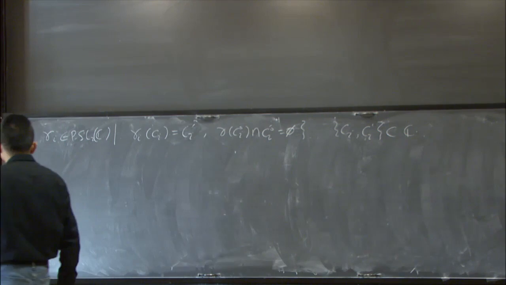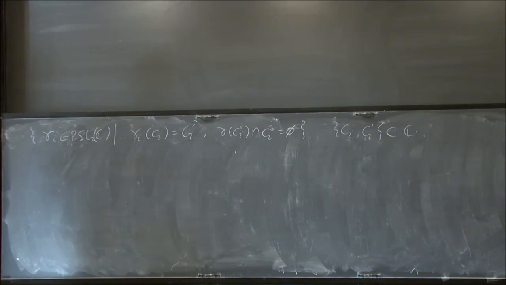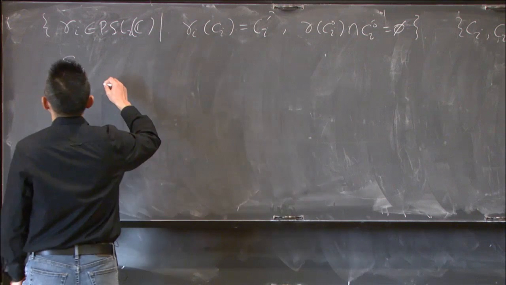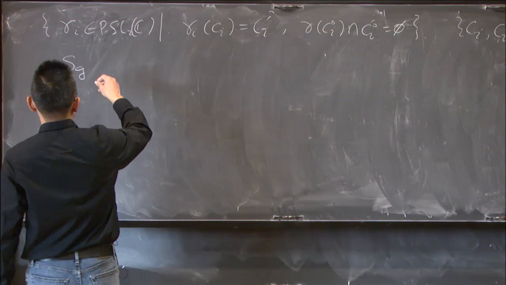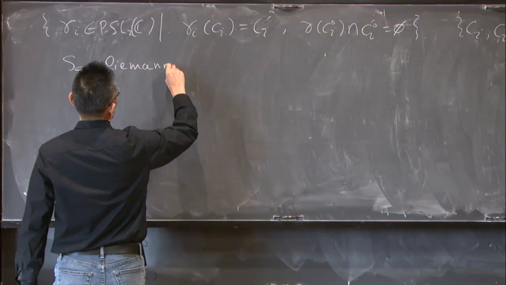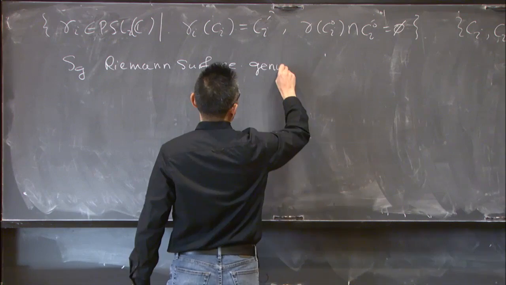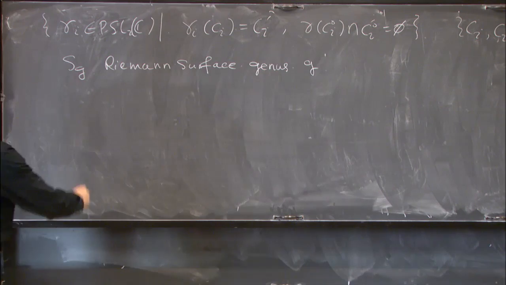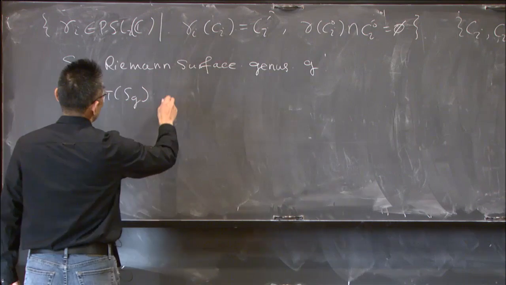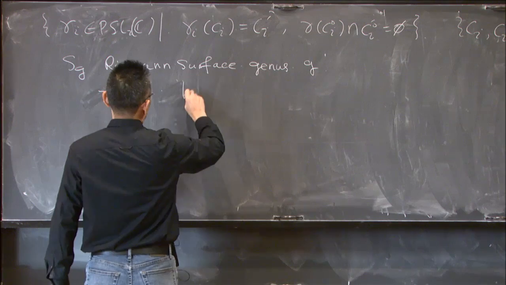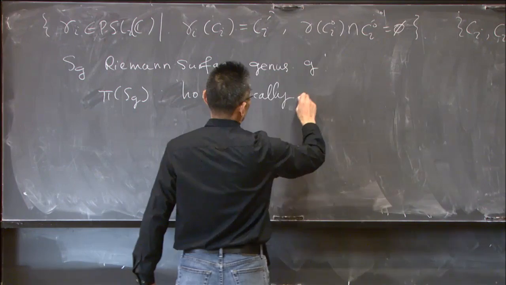Let me try to describe to you what this thing looks like. So this is a Schottky group, and this is a Riemann surface. What you do is you take g generators.